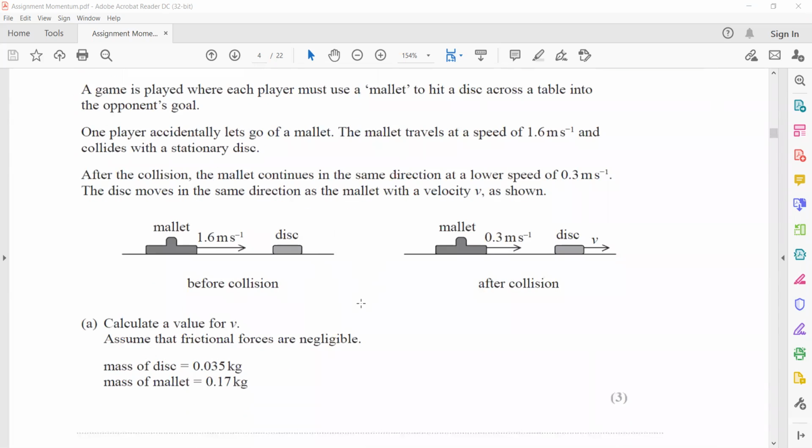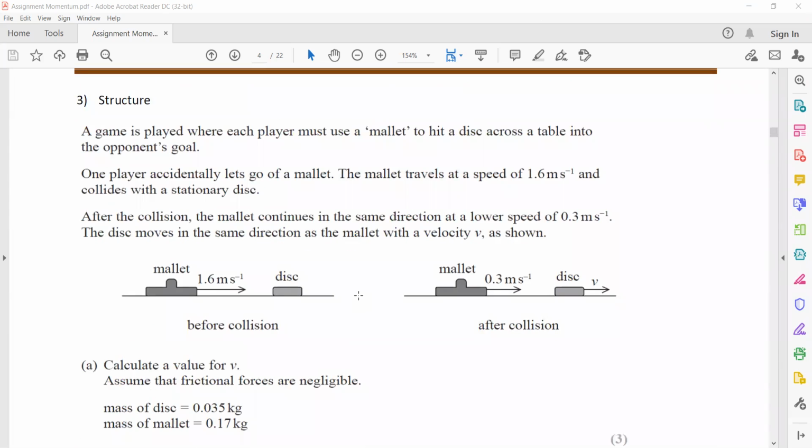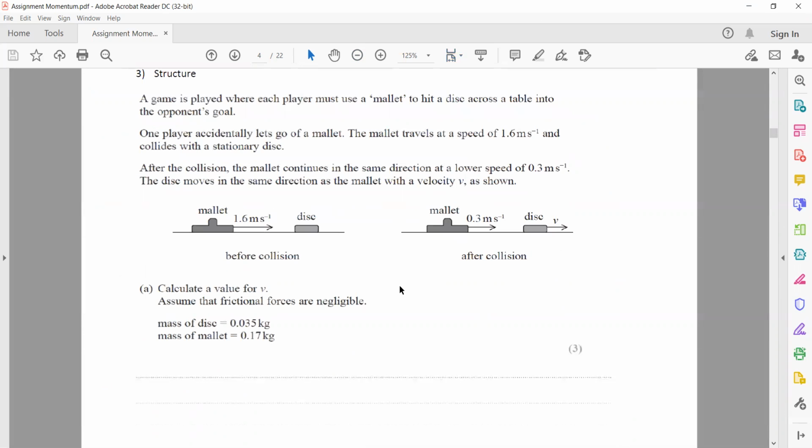In question 3, a game is played where each player uses a mallet to hit the disc across the table into the opponent's goal. One player accidentally lets go of a mallet, and the mallet travels at a speed of 1.6 meters per second and collides with the stationary disc. After the collision, the mallet continues in the same direction at a lower speed of 0.3. The disc moves in the same direction with a velocity v.